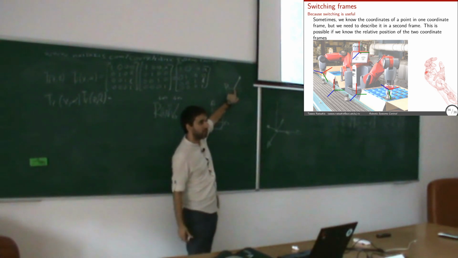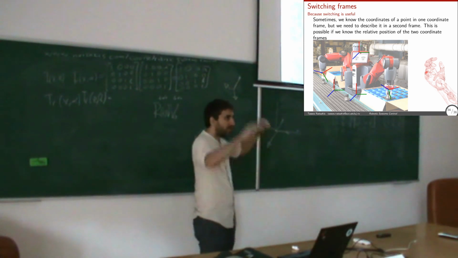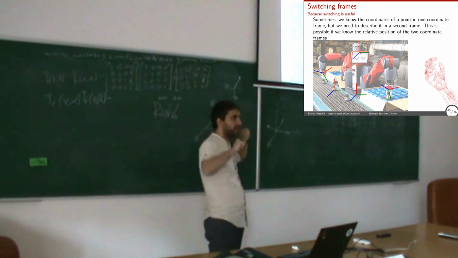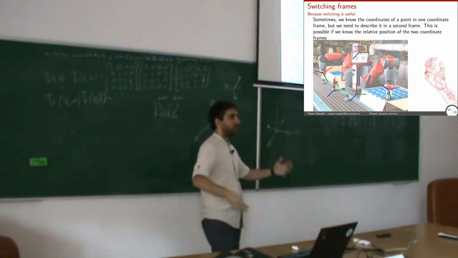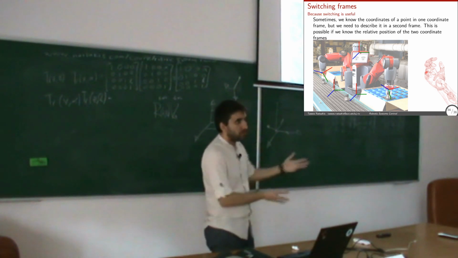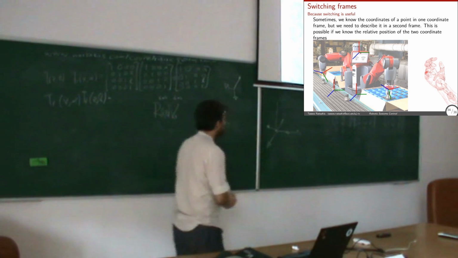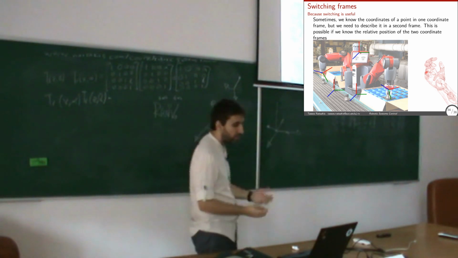Again, concrete example: let's say I have a camera on the robot, it detects an object, but the camera is not in the same frame as the robot, and then the robot needs to know how to move to go to that point, or something like this. Okay? How do we do this?